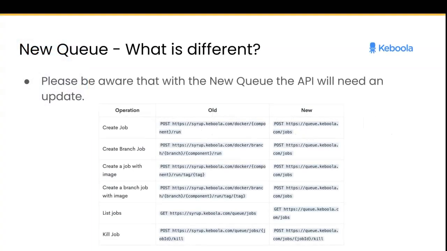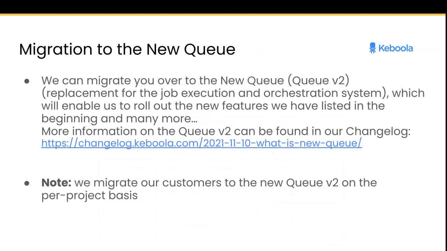If you use an API for external use of Keboola Connection, just be aware that the jobs in the new queue are run via a new API. So once you are migrated to the new queue, you will need to adjust the API. As soon as you use new transformations in your project, we can migrate you over to the new queue. The process itself is pretty simple and straightforward. New queue will open the door to all the new features we spoke about earlier in this video.